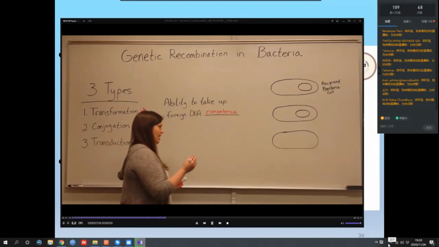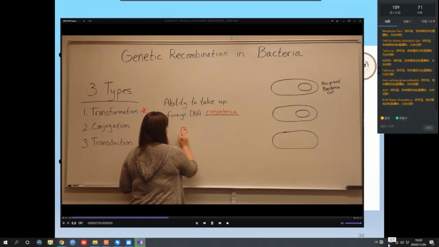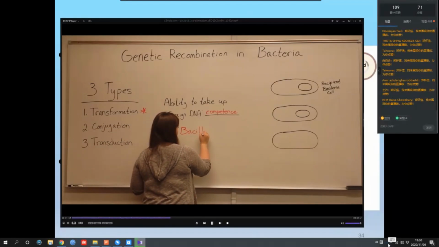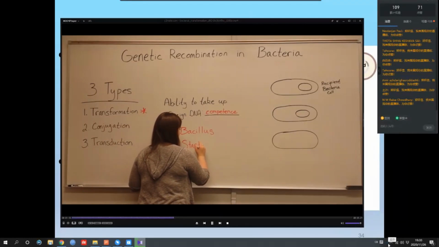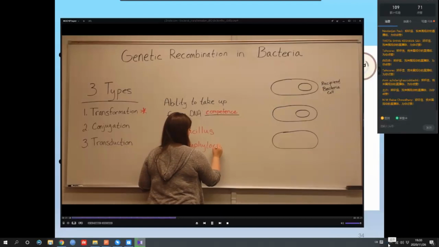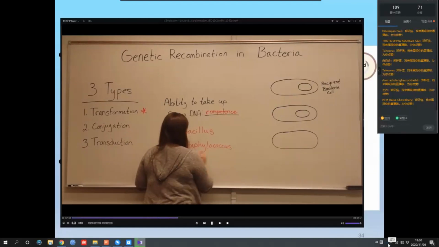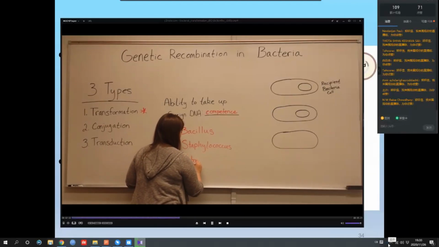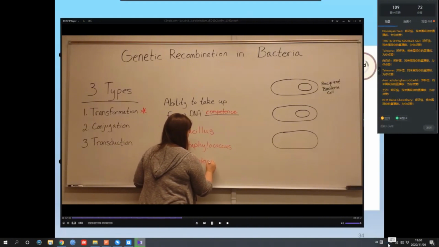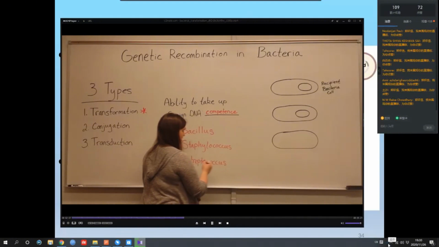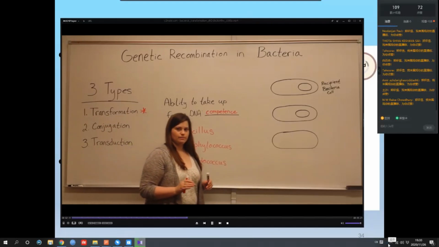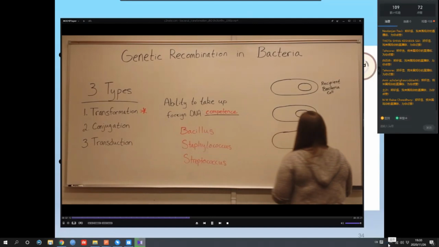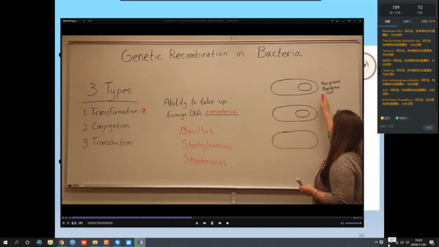Examples of such bacteria include species of Bacillus, species of Staphylococcus, and species of Streptococcus. And of course, there are well-known human pathogens within each of these types of bacteria. So now let's look at this mechanism in a little more detail. Here we have our recipient bacteria cell.